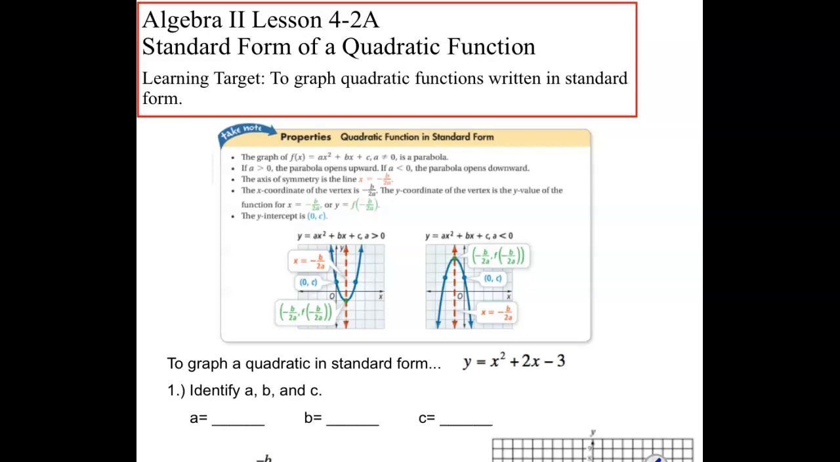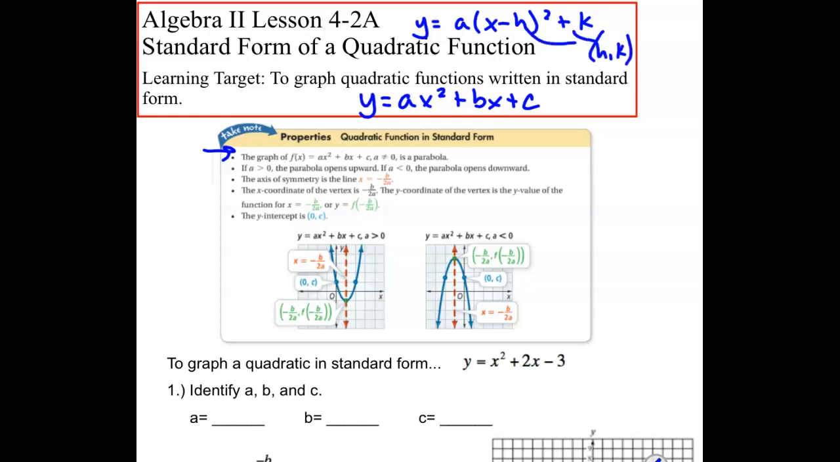So in our picture here, we have the graph of f of x equals ax squared plus bx plus c, where a is not equal to 0, is a parabola. This is standard form. What we had the last few days, having it in that transformation format, is considered vertex form, since (h, k) creates your vertex. But we're going to work today on ones that are in standard form.